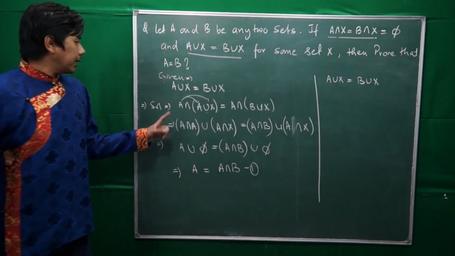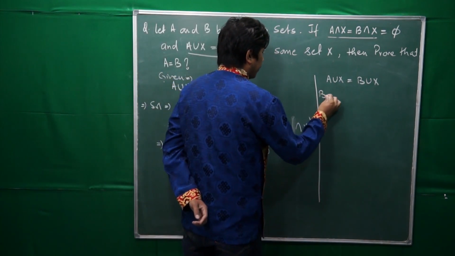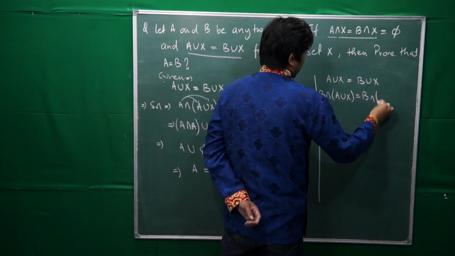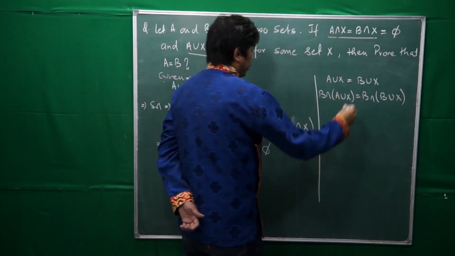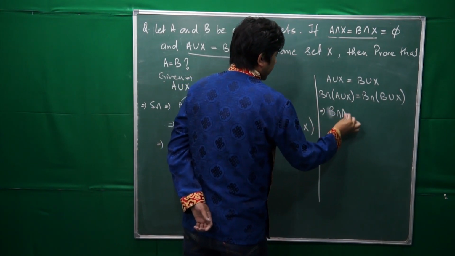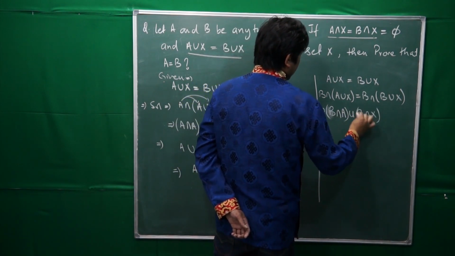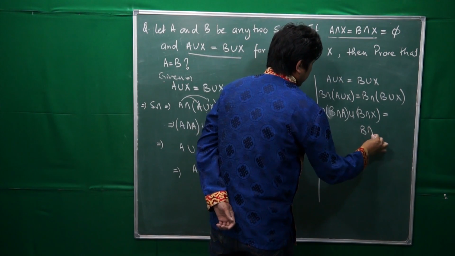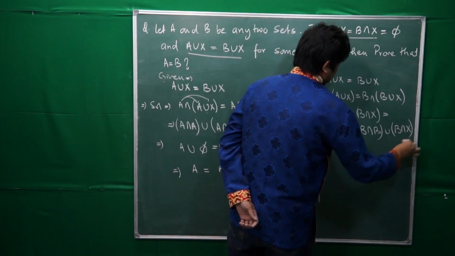Okay. So A union X equals B union X. In this case, previously we used intersection with A, so over here it would be B intersection. B intersection, B union X. Simple. Now if we use the distributive law, what will we get? B intersection A union with B intersection X. Now this would be equal to B intersection B union with B intersection X.